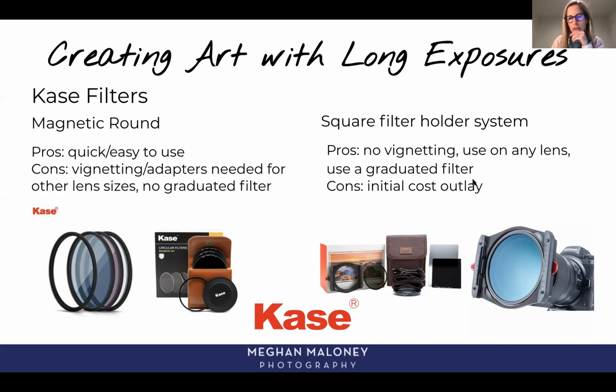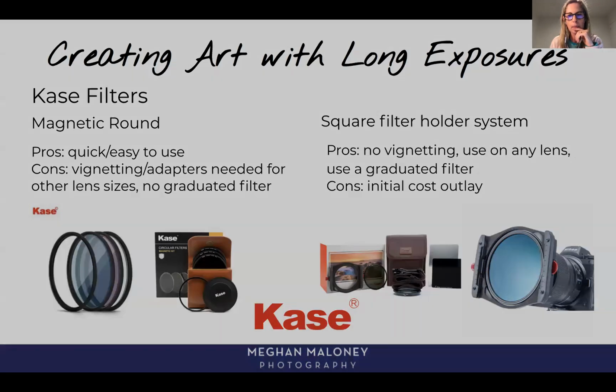And obviously the downside of the square filter system is it's slightly more expensive generally than just buying the one magnetic set. But because you can use it with different lens sizes, the kits come with 4 different lens thread sizes, so you can just switch it out between your different lenses really easily.